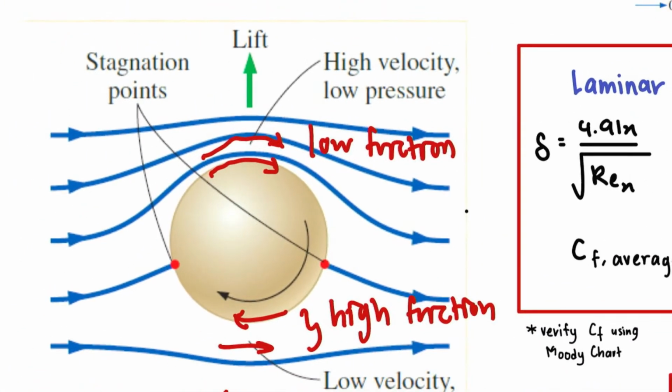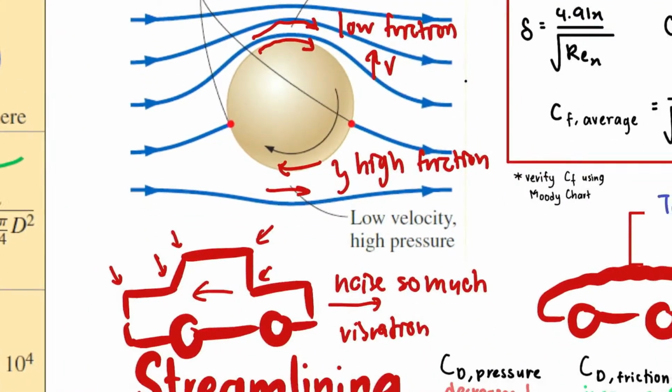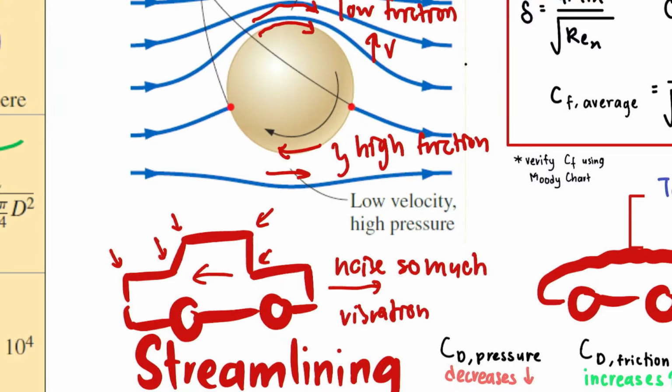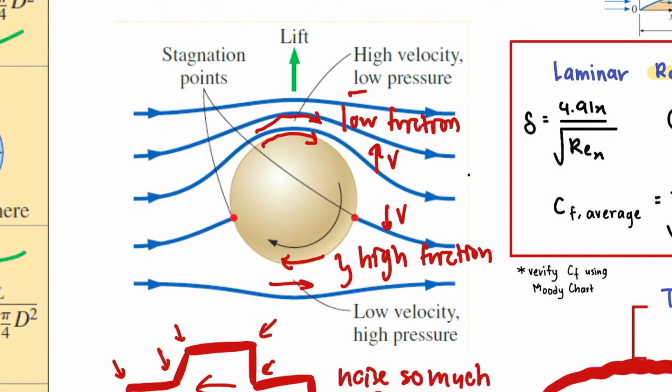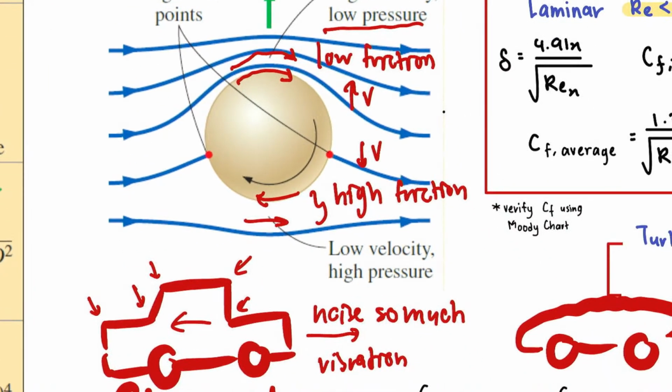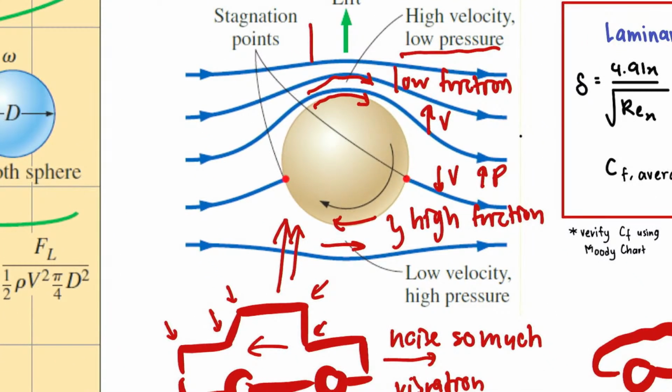What does that mean? It means that when there is low friction, it allows a very high velocity. If it's higher friction, it allows very low velocity. So where there is high velocity, there is low pressure. When there is low velocity, there is high pressure. So there is a lot of pressure pushing up this body, but only a bit pushing down.